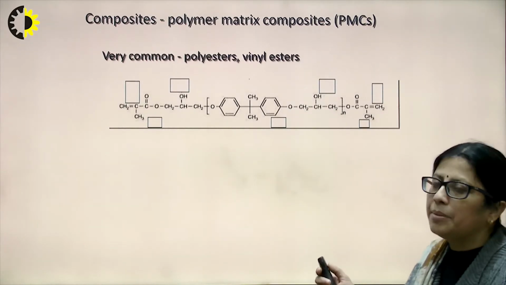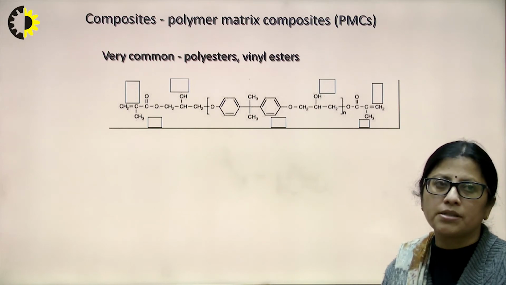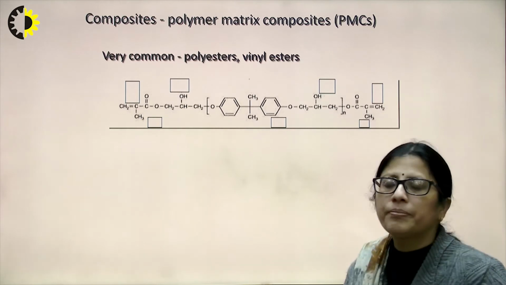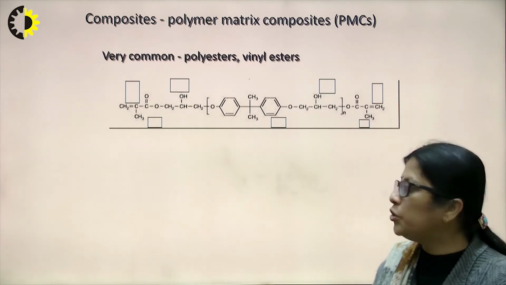Now, here I am taking the example of polymer matrix composites. These are very common and they are of types like polyesters or vinyl esters if I am going to use.